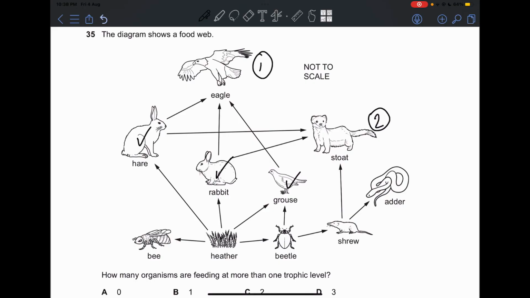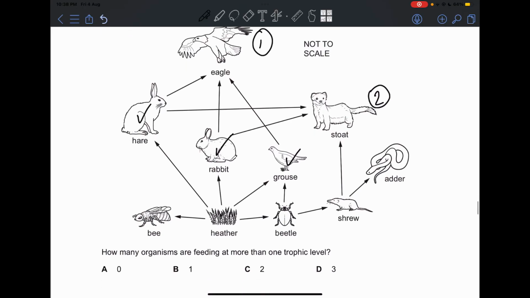We can see as well that the goose over here, it is actually feeding on the heather, the producer, and the beetle. So this is the 3rd one. So our answer is going to be D.